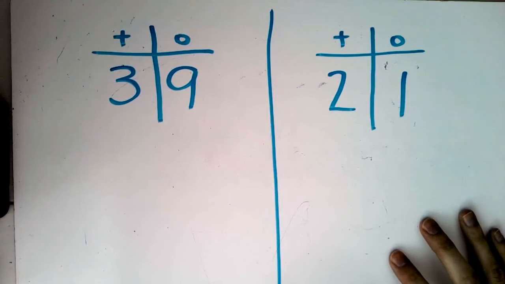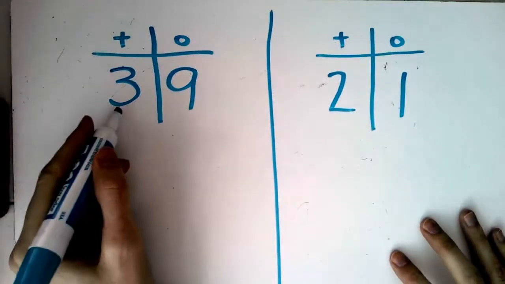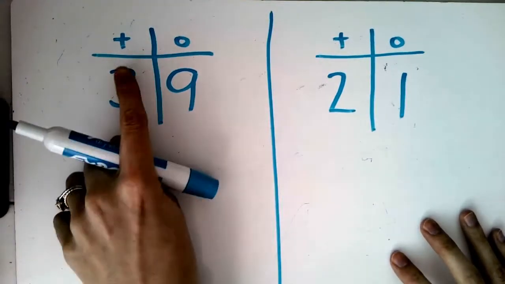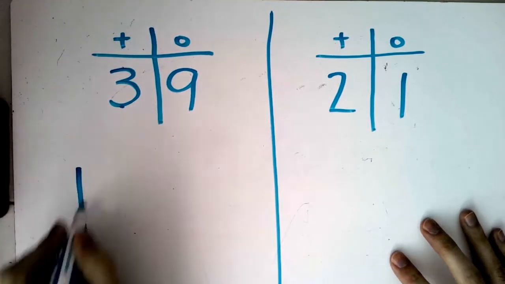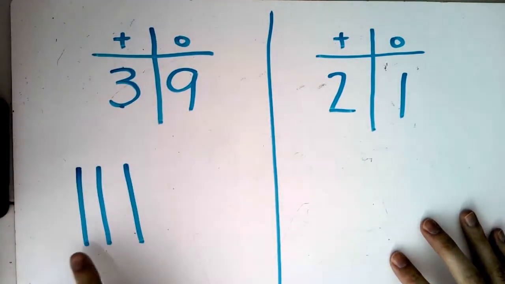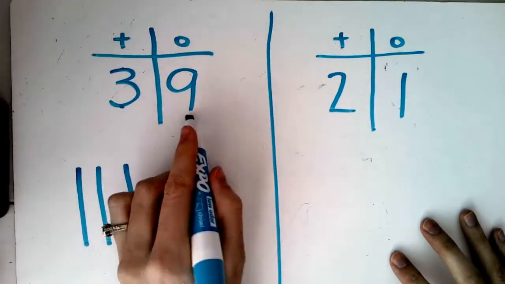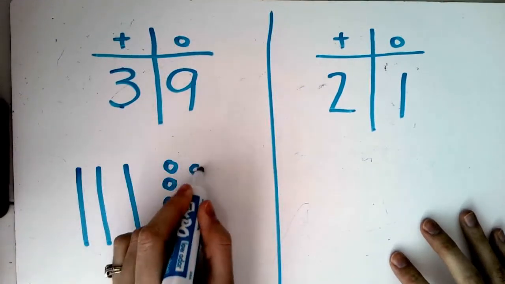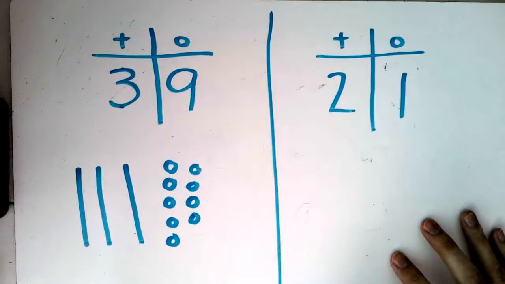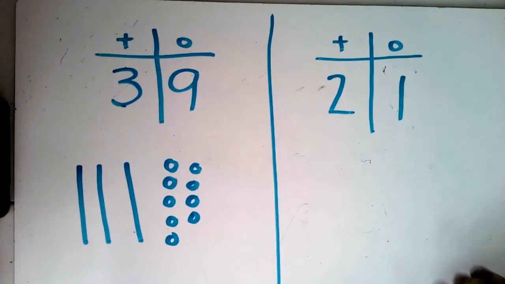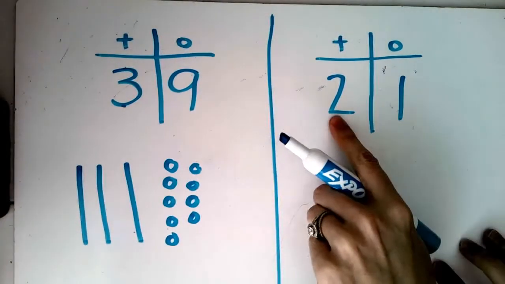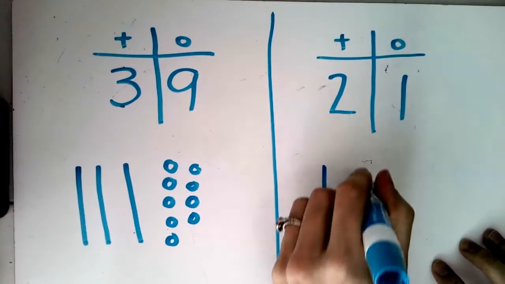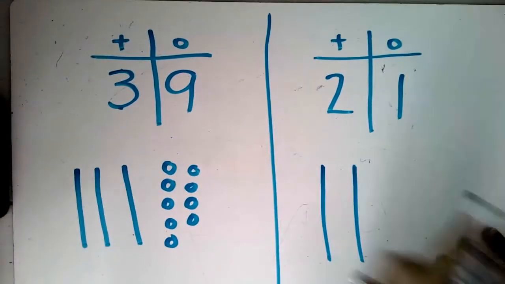What if we're just looking at the numbers here? Let's go ahead and draw. We have 3 10s, 10, 20, 30, and 9 1s. 1, 2, 3, 4, 5, 6, 7, 8, 9. Okay, now let's try 21. 21 is 2 10s, 10, 20, 1, 2, and 1 1.